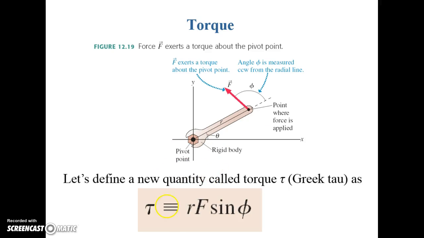So torque is defined, the symbol for torque is the Greek letter tau, right here. And they've got here the mathematical symbol. The r is the distance, the F is the force, and then the sine of the angle between them.